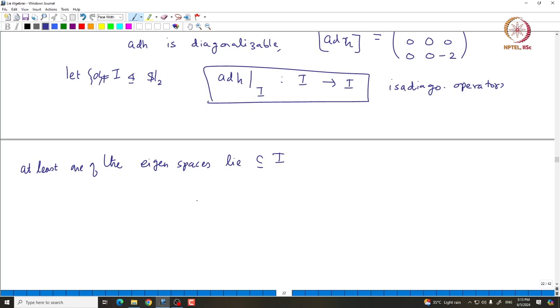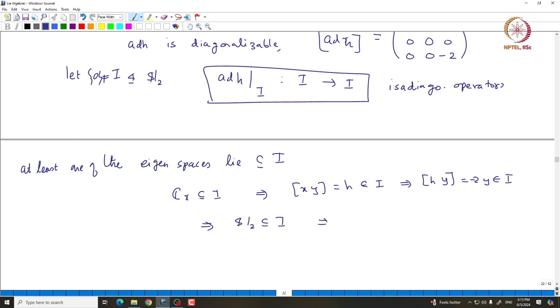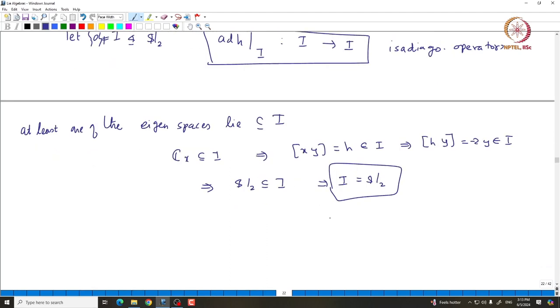So without loss of generality, one can assume that, let's say, Cx is inside I. Then this would imply that the bracket xy, which is h, is inside I, and that would imply that the bracket hy, which is minus 2y, is in I. So this implies that the entire SL2 is a subspace of I. So that means we have I equal to SL2. The proof is very similar if you assume that Cy is a subspace of I or h is a subspace of I. If h is in I, then the bracket hx, which is 2x, is also inside I, which implies x is in I. Similarly, if Cy is a subspace of I, then the bracket yx, which is minus h, will be in I, which also implies I equals SL2. So this proves that SL2 is a simple Lie algebra.